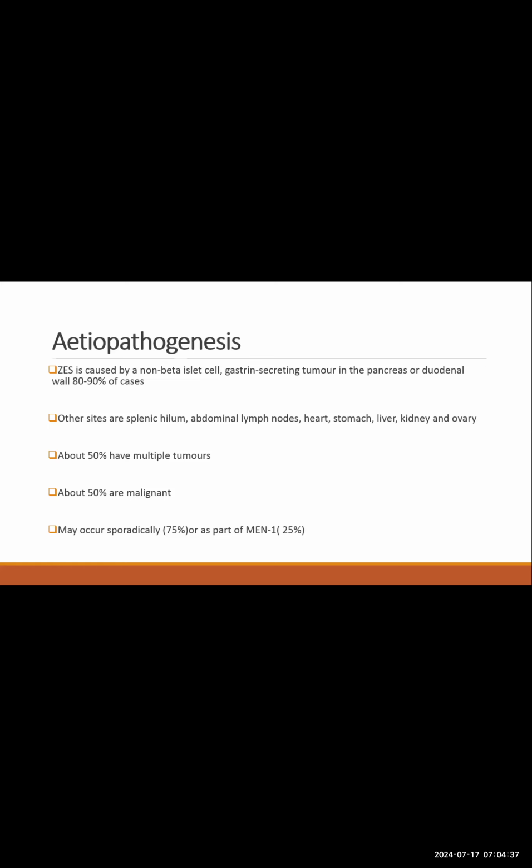And it's caused by a non-beta islet cell gastrin secreting tumor, usually in the pancreas and duodenal wall in up to 90% of cases. However, other sites that include virtually most internal viscera and also lymph nodes and ovary can also be primary sites. It's said to be multiple in about 50% of cases, and also malignant in 50% of cases. This tumor usually is sporadic, but can be a component of multiple endocrine neoplasia type 1 in about 25% of cases.